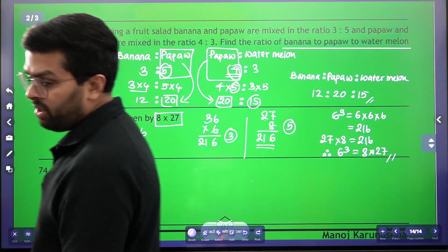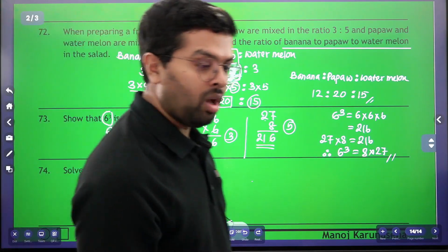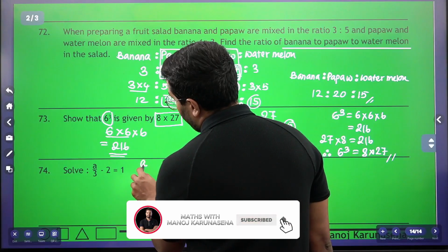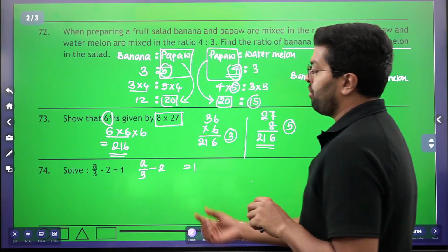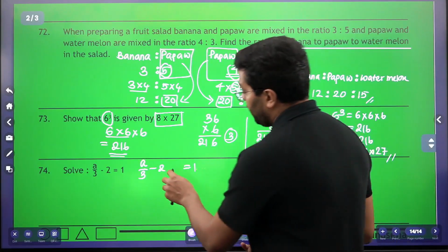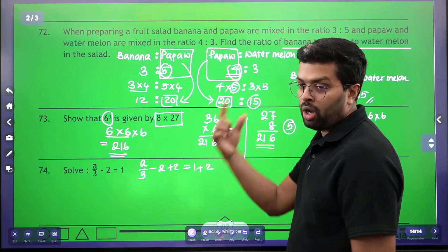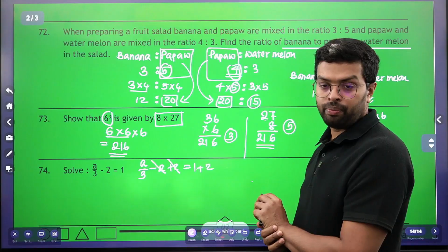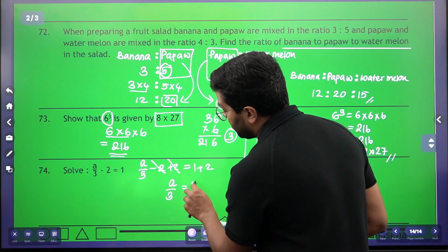Question 74. Solve this given equation. So a over 3 minus 2 equals 1. First thing we have to do here is add 2 to both sides. I'm adding 2 to both sides. So now negative 2 and positive 2 will be equal to 0. So we will only have a over 3 on my left hand side, which equals 1 plus 2, which is 3.